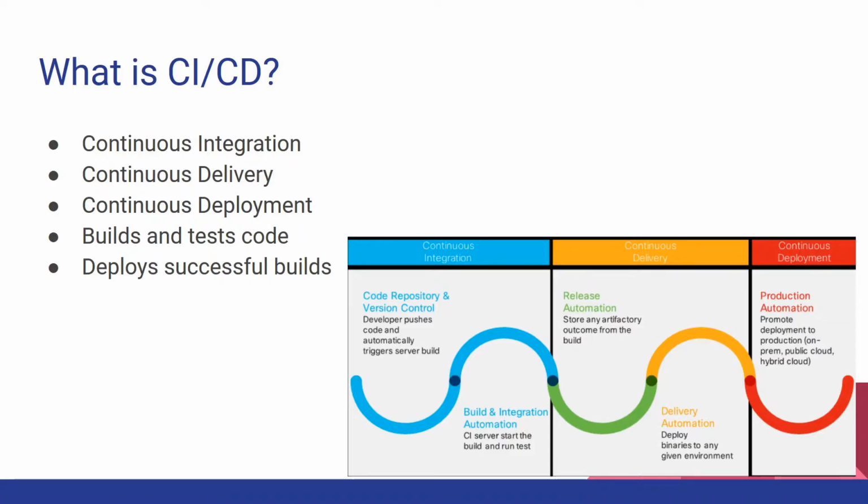Continuous delivery and deployment is the deployment of project artifacts to test and production servers. Code is automatically deployed for test when a build successfully completes.